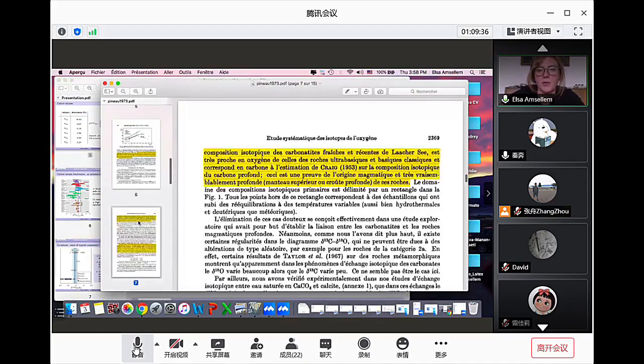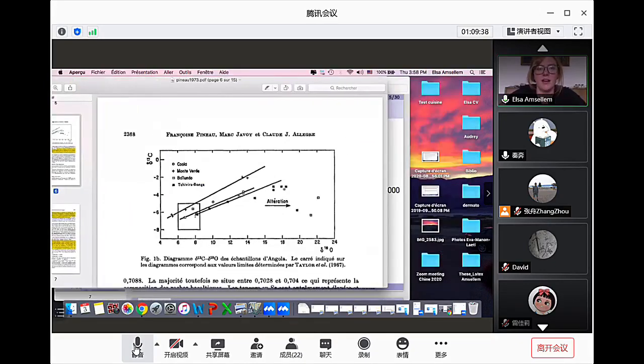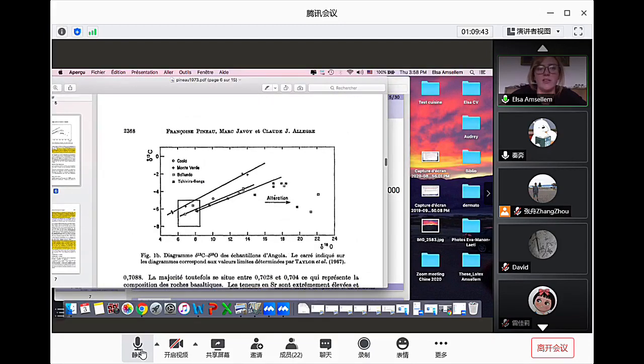paper, a very old paper, that shows carbonatites from different places, and you see that this is the primary field, which is the mantle value of carbonatites without any post-eruptive alteration. And you see that some carbonatites are away from this box. This is the Taylor box, from a very famous paper.